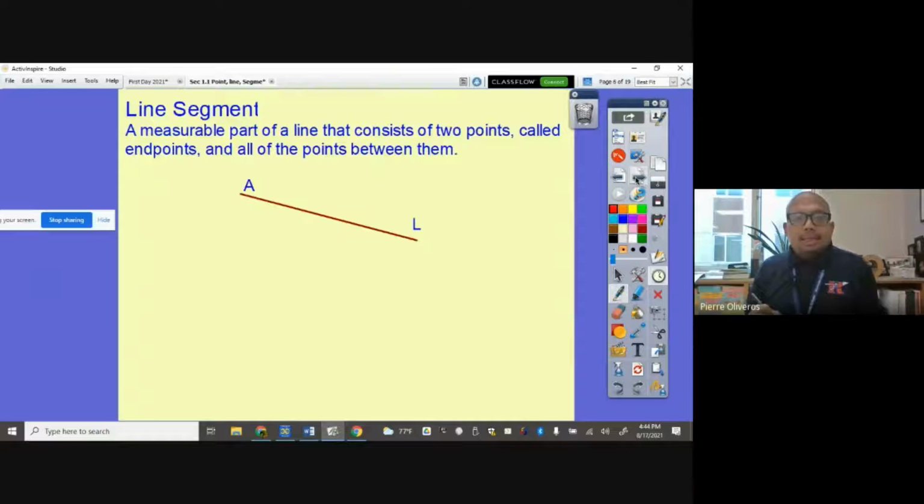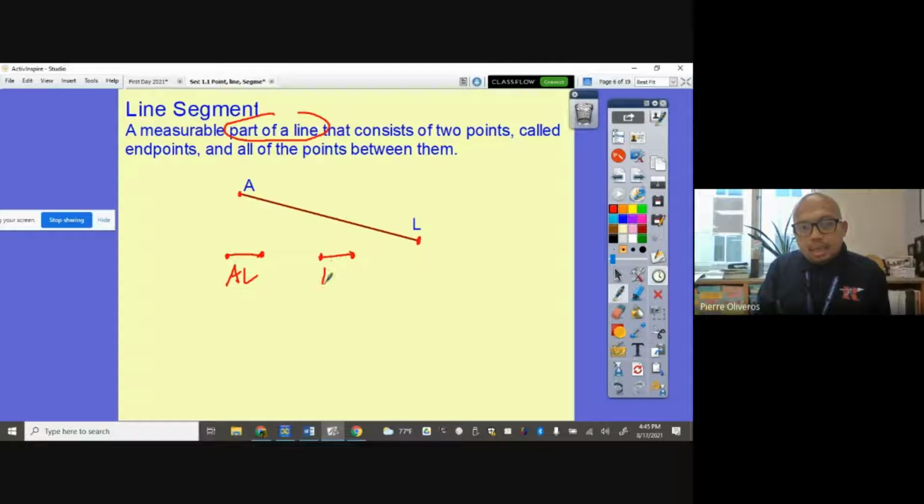Okay. Next, a line segment. A line segment is a part of a line. It has two endpoints, and you can name it as segment AL or segment LA. You can put, say, line segment AL or LA. It doesn't matter.